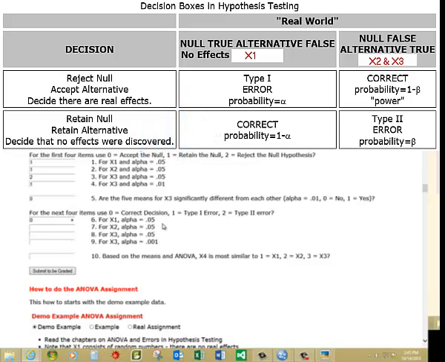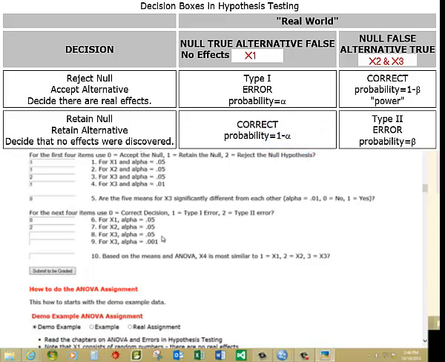For x2 and alpha equals 0.05, we see that we retained the null hypothesis when in fact the null was false. That is, we decided we didn't find any effects when there really were effects. Therefore, for question number 7, we've made a type 2 error.